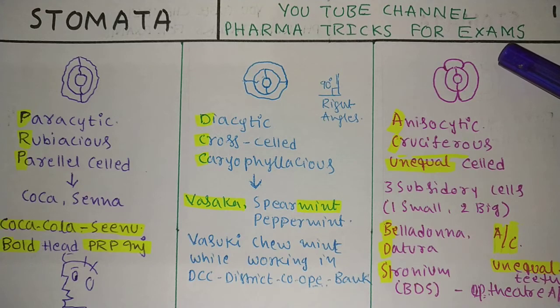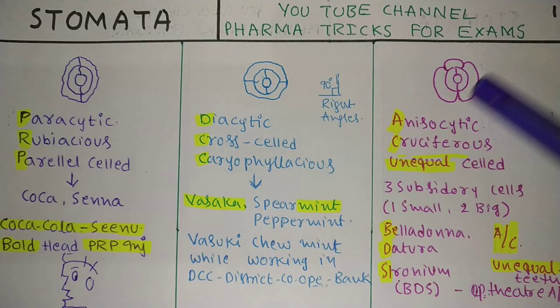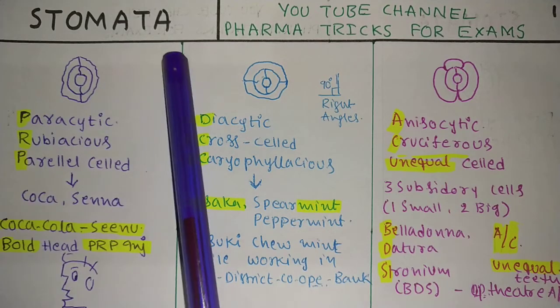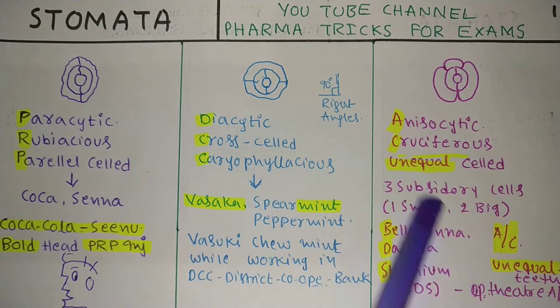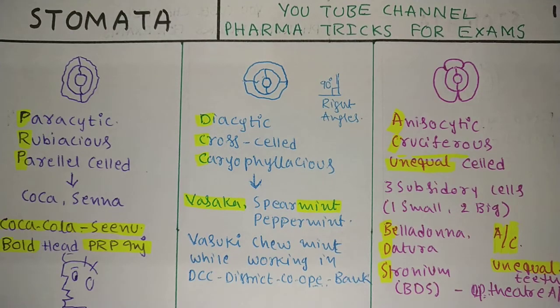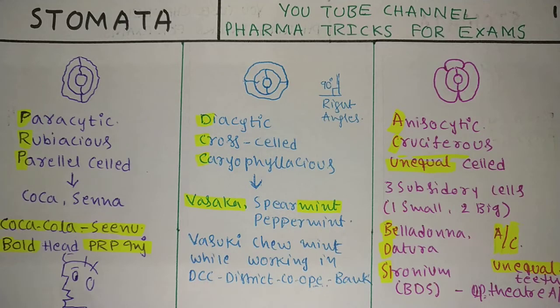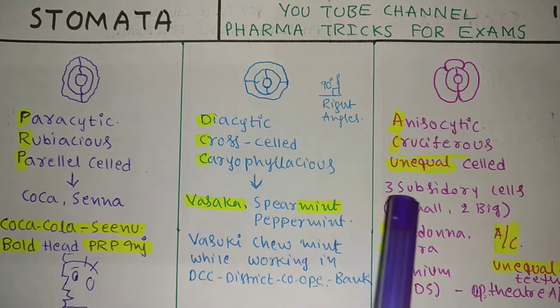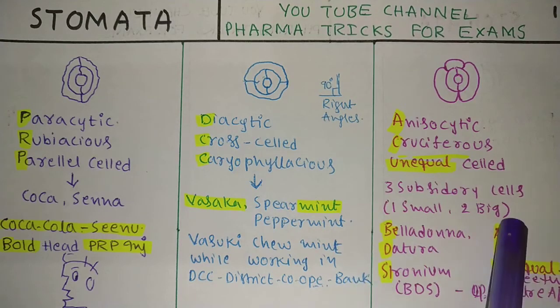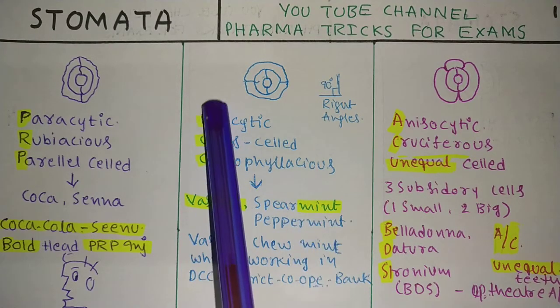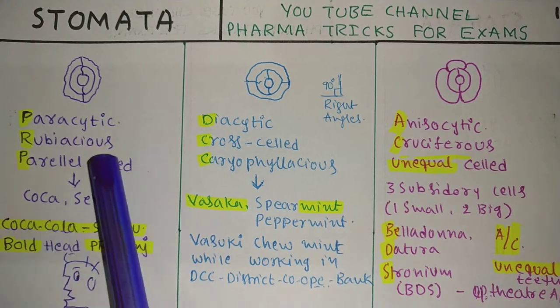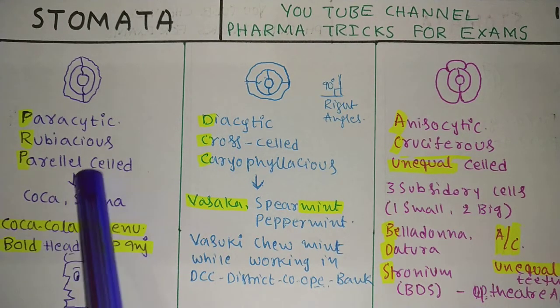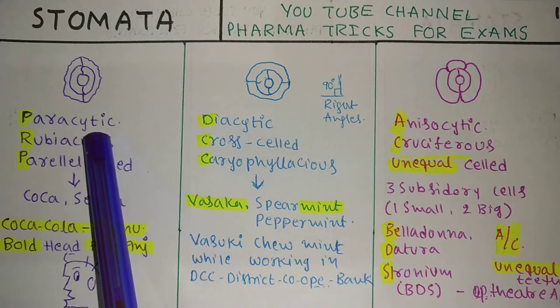Today we will see the very basic topic of the pharmacognosy subject, that is stomata. Regularly these questions are asked in the examination. Take a screenshot. Right now you need not remember the entire topic, only the highlighted points. Next, first we will see the parasitic stomata.